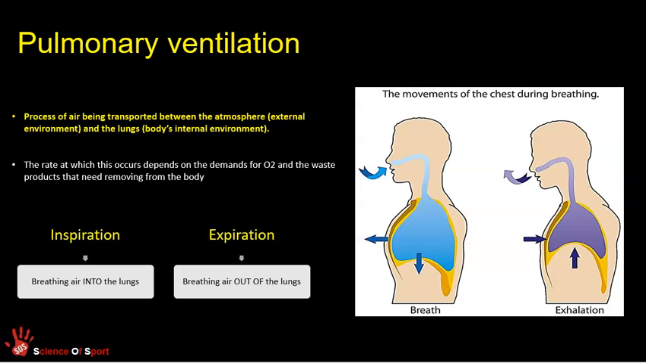And pulmonary ventilation is the process of air being transported between the atmosphere, the external environment, the air outside of our body, and into the lungs, or the body's internal environment. So pulmonary ventilation is that movement in and that movement out of air. So it's a term you need to understand. The rate at which this happens depends on what we're doing. So we move more air in and out if we're exercising. We move less air in and out if we're at rest.